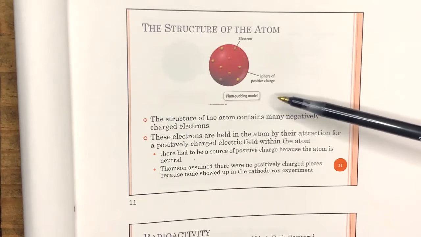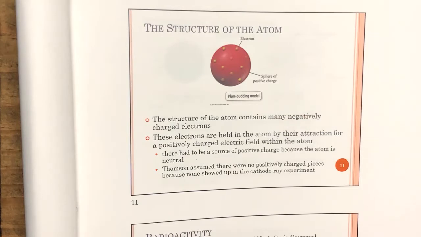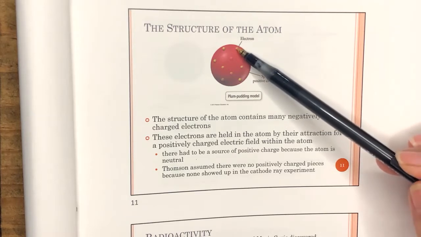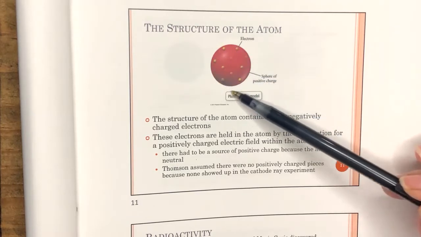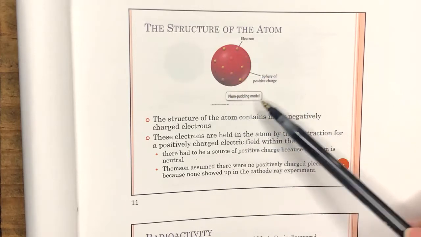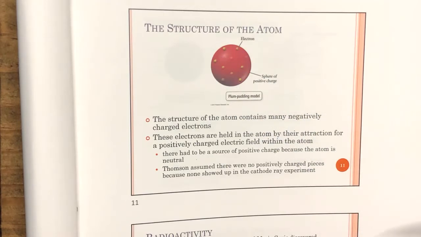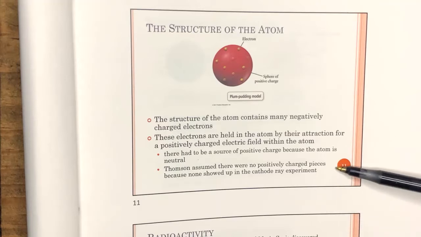So why the plum pudding? If he was in America, he probably would have called it a blueberry muffin model. You want your blueberries all spread out evenly in your muffin. Plum pudding is like that: blueberry, blueberry, blueberry, and that's your entire muffin. So he's saying the electrons are spread out all over, and the overall sphere of the atom is a positive charge. That was his model, okay? In this case, he was establishing a new structure of the atom.